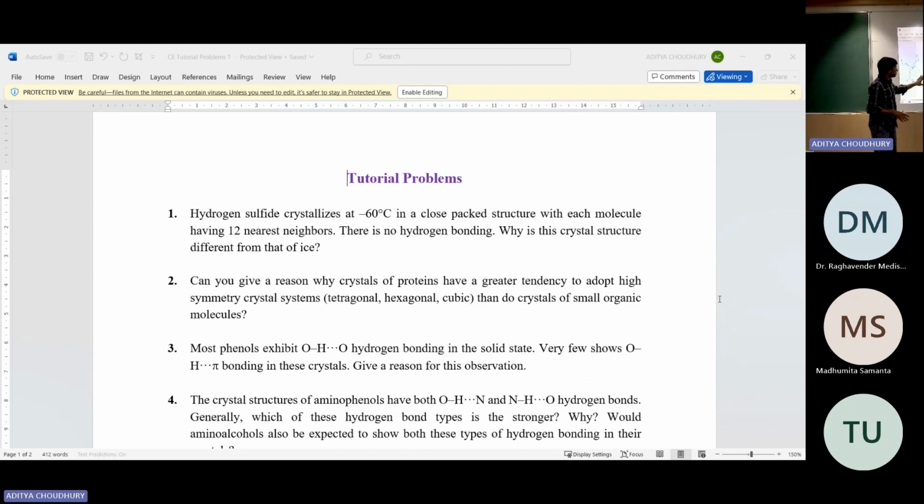Whereas if you go to water ice, it will be roughly minus 60 degrees. And now you look into it: hydrogen sulfide crystallizes at minus 60 degrees centigrade in a close-packed structure with each molecule having 12 nearest neighbors. And there is no hydrogen bonding. As we know, the difference is hardly 0.3, not 0.9. It's 0.3. Yes. And why is the structure different from ice? I believe now you get the answer, or do you still have questions?